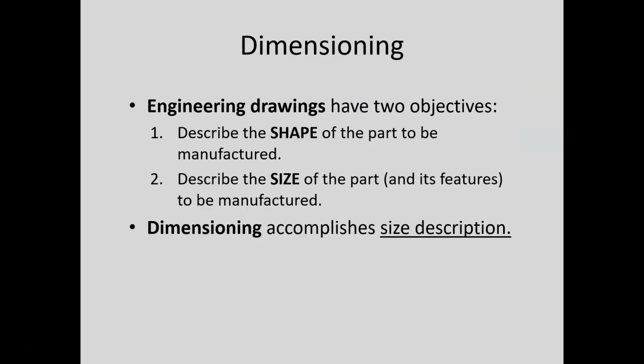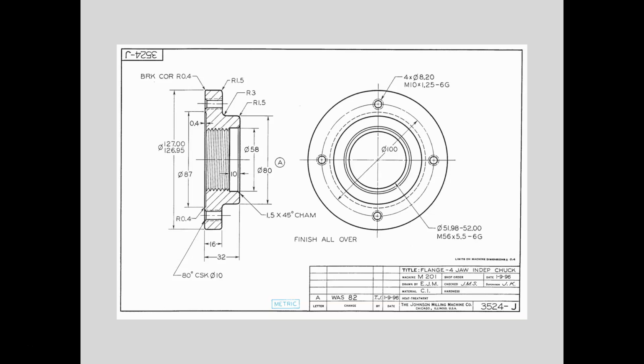Okay, so the engineering drawing then has two objectives: to describe the shape of the part to be manufactured and to describe the size of the part and its features to be manufactured. Dimensioning accomplishes the size description. And here we have an example of a drawing with a clearly defined shape, right? We can see that it's a cylindrical part. We can see in this view that it's cylindrical, circular, right? And we can see in this view that it has a series of kind of a stacked cylinder arrangement, right?